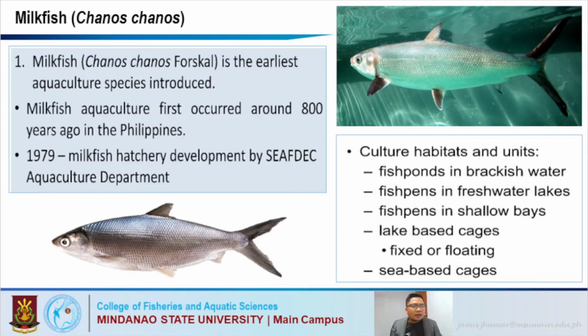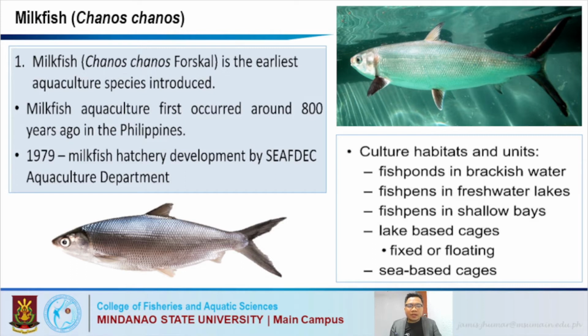Now, the first and most common species that is helping the economy of the fisheries industry is milkfish, scientifically known as Chanos. Milkfish, or Chanos, is the earliest aquaculture species introduced. Milkfish aquaculture first occurred around 800 years ago in the Philippines. And it was in 1979 that milkfish hatchery development was carried out by the Southeast Asian Fisheries Development Center Aquaculture Department. They developed the milkfish hatchery in SEAFDEC AQD, located in Tigbauan, Iloilo. So basically, they cultivated this milkfish in 1979.